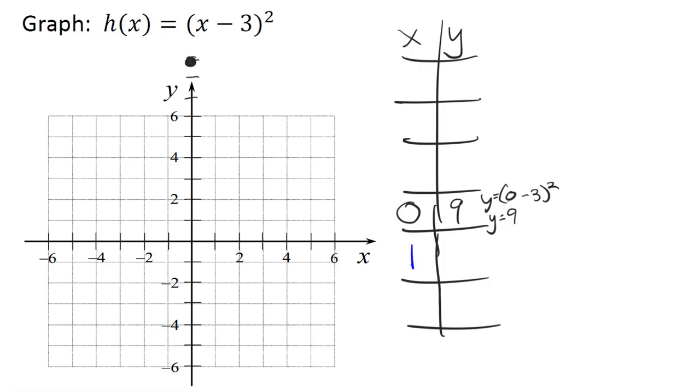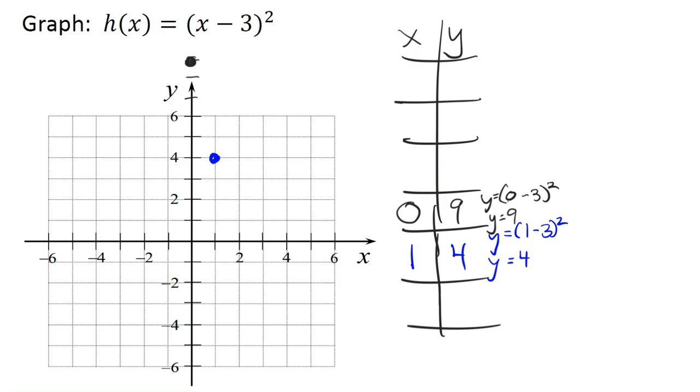And then I'm just going to work the equation again. Okay, so again, my y value should be, instead of x, we're going to do 1 minus 3 to the power of 2. And that's going to be negative 2 squared, which is still going to be a positive 4. Now this one I can fit into my graph, right? 1, 4 is going to put me right there. So that worked with x is 1.